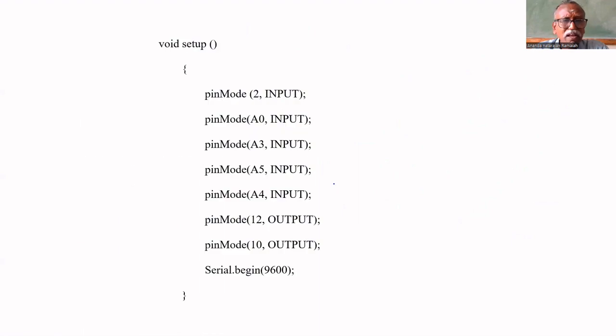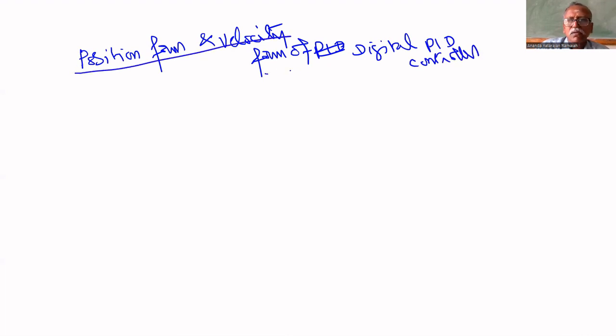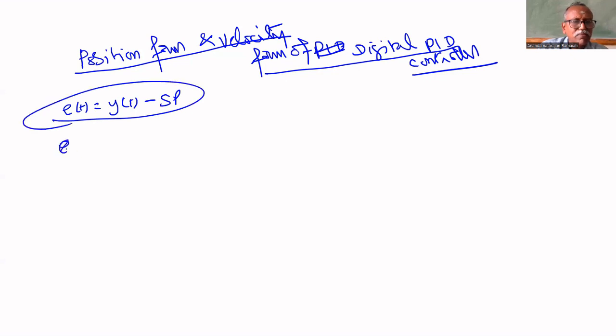Now we have to see the velocity form and position form of the digital PID algorithm, digital PID controller. Here, E of t equal to Y of t, that is output, minus set point. That you know, E of t. What is E of k? E of k is in digital, that is Y of k, at the kth sampling instant, minus set point at the kth sampling instant. So this is in digital form.